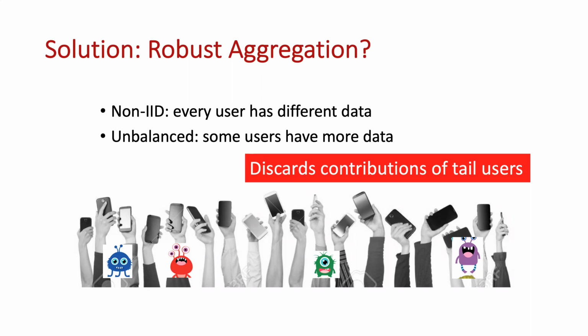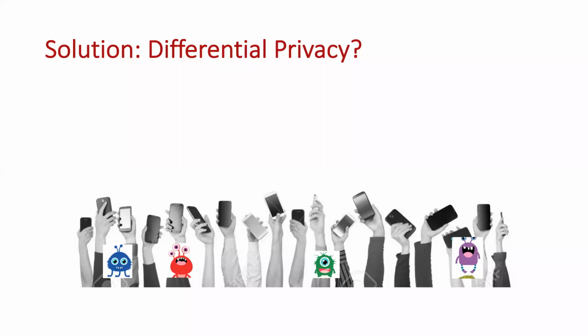So for example, instead of averaging things, you just use an alternative aggregation mechanism that's not sensitive to outliers. So you basically aggregate in a way that's robust to outliers. And that sounds okay in terms of preventing attacks. And in fact, it is pretty effective at preventing attacks. But again, the price of it is discarding contribution of tail users.